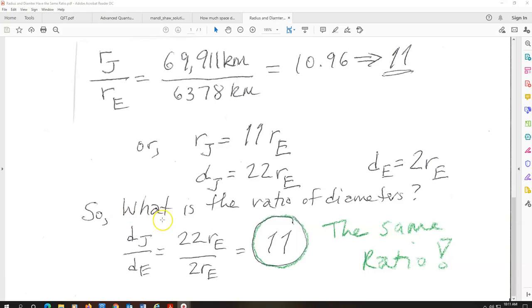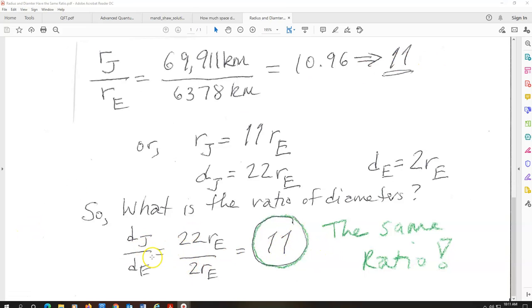So what is the ratio of diameters? The diameter of Jupiter is 22 times the radius of Earth. The diameter of Earth is twice the radius of Earth. So 22 times the radius of Earth divided by 2 times the radius of Earth is 11, the same proportion as the radii. When I compared the two radii of Jupiter and Earth, I got 11. When I do the diameters, I get 11.